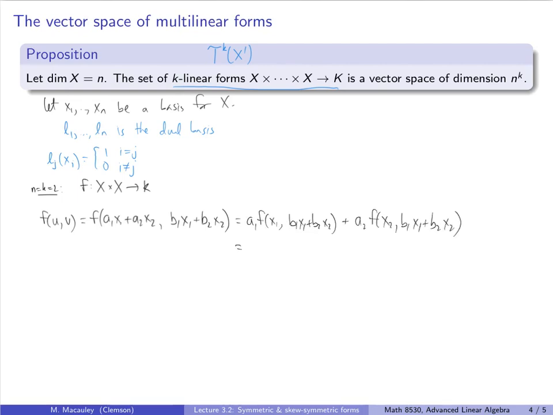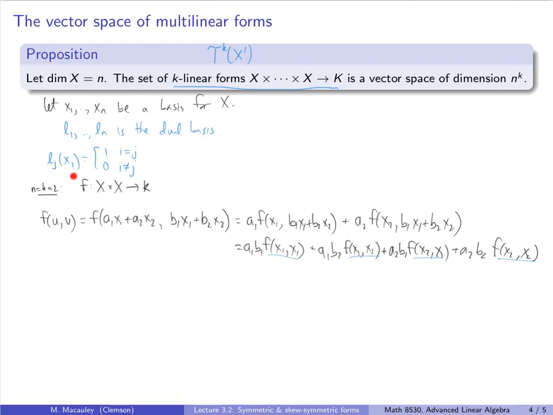Okay, now we can do the same thing with this second coordinate. Now we could have done that all at once, but I think it helps to do it one by one when you're first learning this. So this is going to be a1 b1 times f of x1 x1 plus a1 b2 f of x1 x2 plus a2 b1 f of x2 x1 plus a2 b2 f of x2 x2. So what I want you to notice is, in some sense, these four things are, so if we have an unknown function f, then once we specify these four things, that will specify the entire function itself, as the a's and b's are determined by u and v.